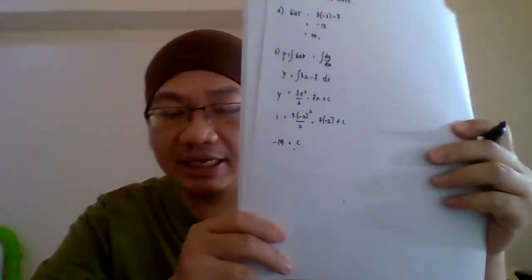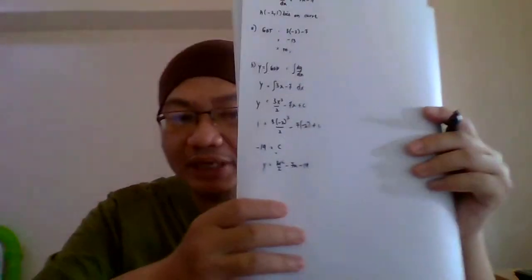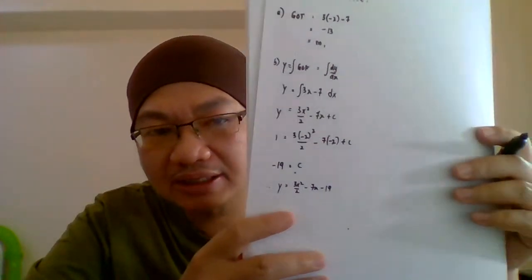So, 4 times 3 divided by 2 plus 14. Okay, 1 minus answer. So c equals negative 19. Negative 19. Please double check the answer. After we get the value of c, we just update the curve equation. So y equals 3x squared over 2 minus 7x minus 19. Okay, that will be the end of the step.